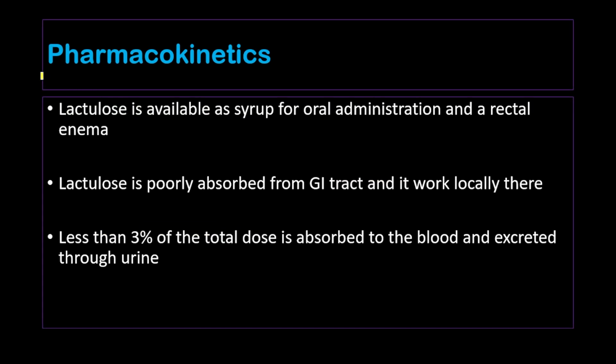Now let's move on to talk about the pharmacokinetics of the lactulose. So the lactulose is available as a syrup for oral administration, and it is also available as a rectal enema. And the lactulose is poorly absorbed from the gastrointestinal tract, and it works locally there to produce its effects, and less than 3% of the total dose is absorbed to the blood and excreted through urine.